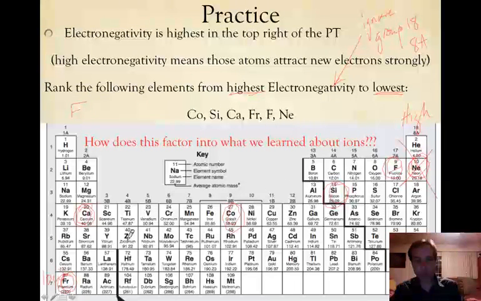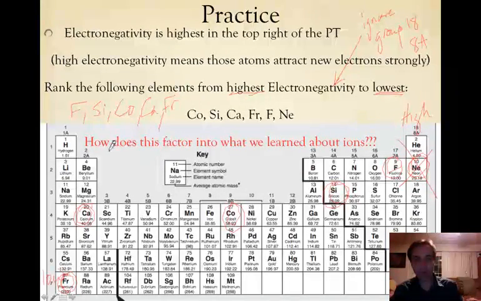From there, I go down and to the left. So next would be silicon, and then from there would be cobalt, and then from there would be calcium, and then from there would be francium with its lowest electronegativity.